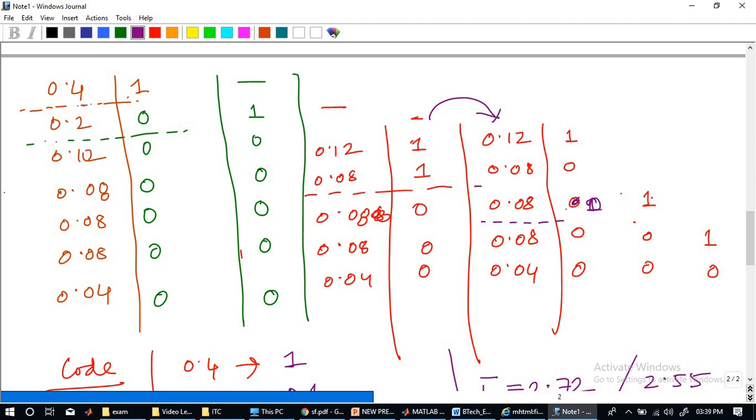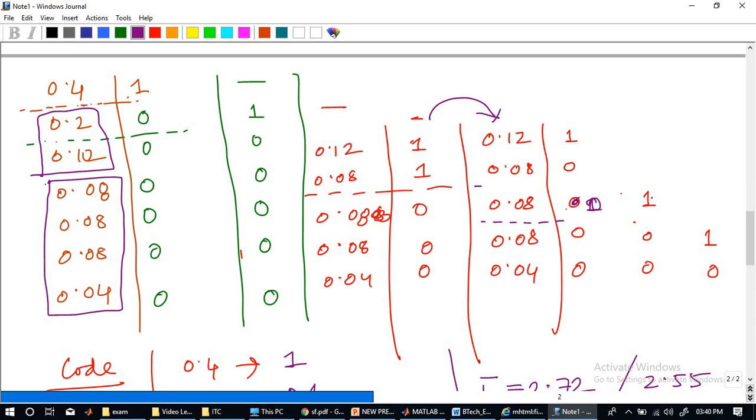Then the next partition will be made between taking this as one set, 0.2 and 0.12, and this as one set. Can you just do it for me? What are you getting? The upper half is 0.32. The lower half is 0.36. Okay.